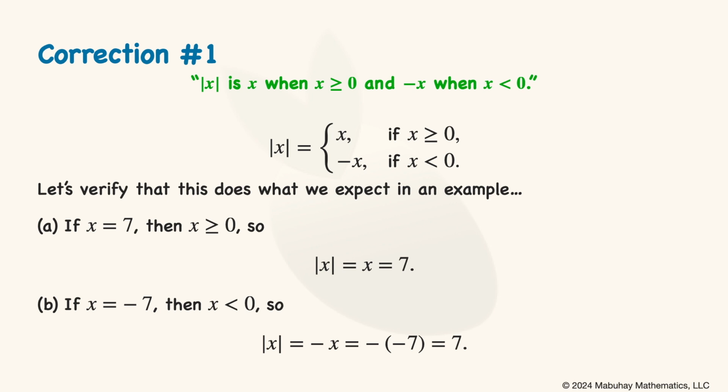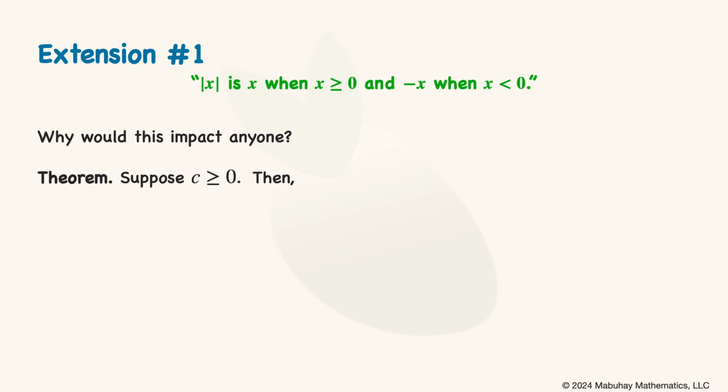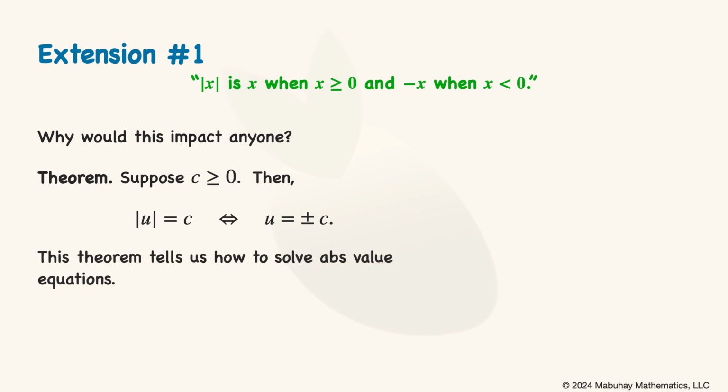So this is how an absolute value changes a negative number into a positive one by way of a piecewise action. Okay, so let's extend this a little bit and talk about why anyone would care. So here's a theorem. Suppose that c is greater than or equal to 0. Then the absolute value of u equals c is equivalent to the equation u equals plus or minus c. The double-sided arrow means that if we know either equation is true, we can rewrite it as the other equation. So one reason this is helpful is because it tells us how to solve absolute value equations. It tells us how to remove the absolute value that we see around a variable in an equation like this.